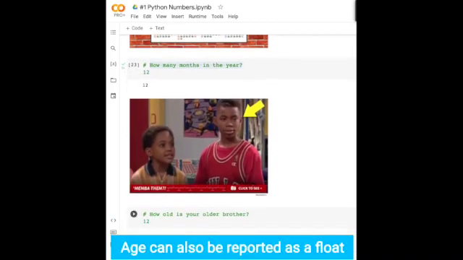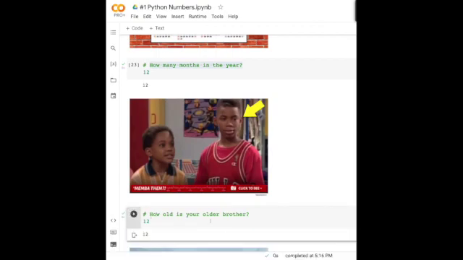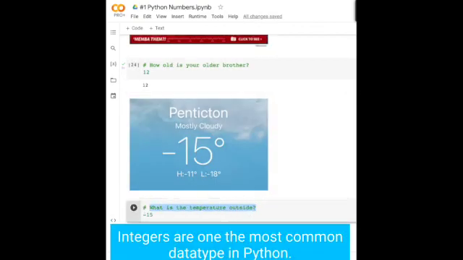value. How old is your older brother? Also 12. Question, what is the temperature outside? Minus 15 degrees. That is an integer.